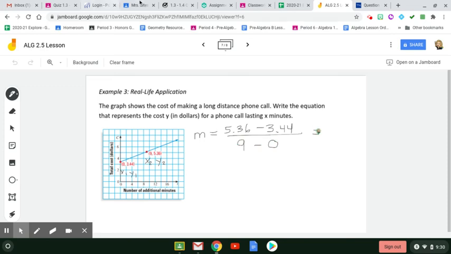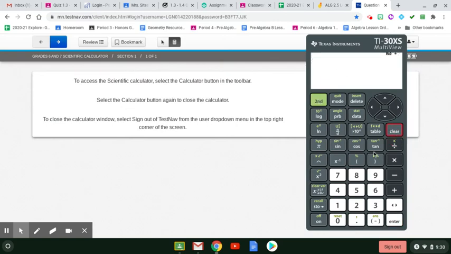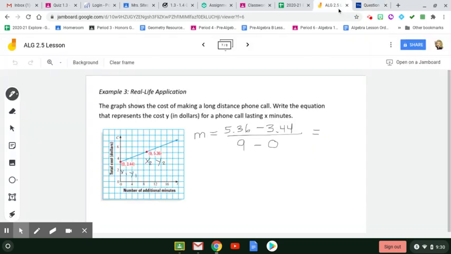Let's plug that into our calculators and see what our slope is going to be. 5.36 minus 3.44, and then on the bottom, I have 9 minus 0. It's giving me a crazy answer like that. I don't want that answer, so I'm going to hit the double arrow button. And it's giving me a fraction of 16 over 75. So you want to look on your calculator to see if you can find that double arrow button, because that answer is going to be a little bit more precise than 0.213 repeating. Let's write that down as our slope, the 16 over 75.